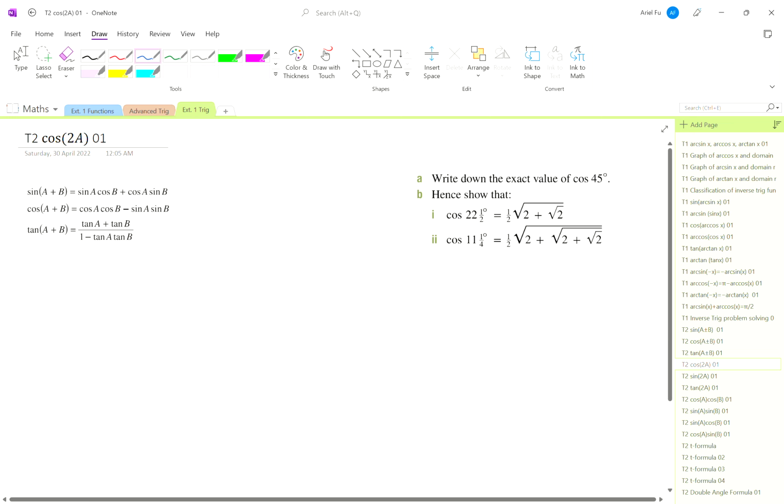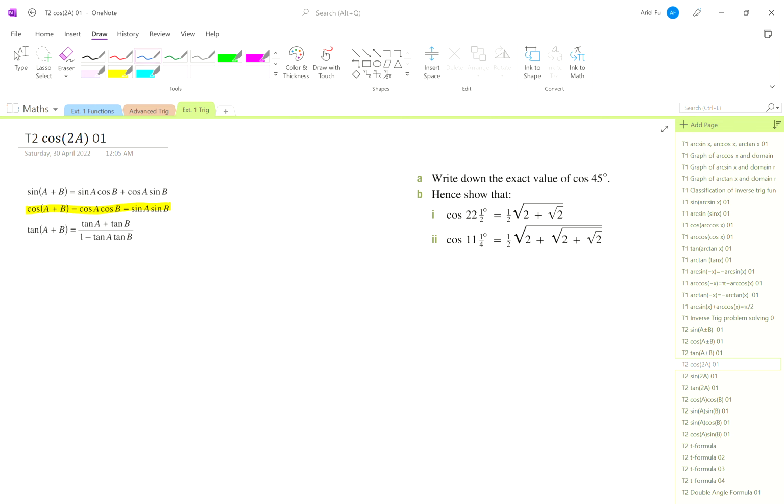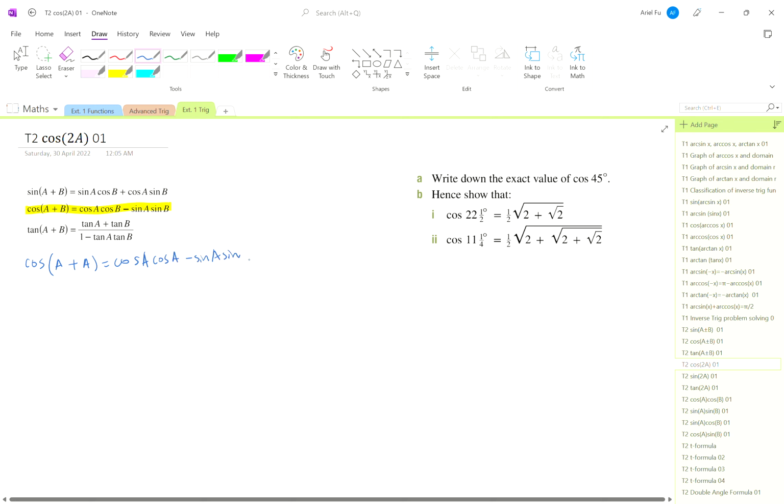If we look at the compound angle formula for cosine and replace the b with a, just like we did with the sine, you're going to get cosine (a plus a) equals cosine a cosine a minus sine a sine a. So that means the cosine double angle formula, cosine 2a, is equal to cosine squared a minus sine squared a. That's one of the formulas that you will see for cosine 2a.